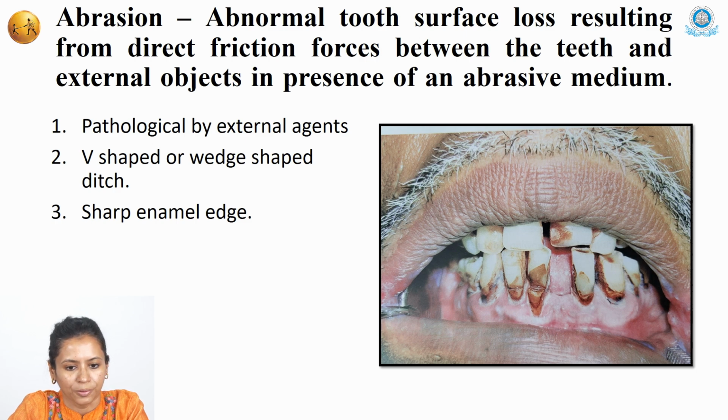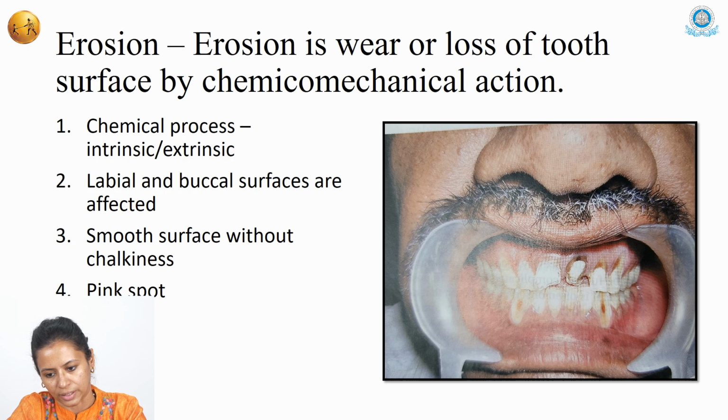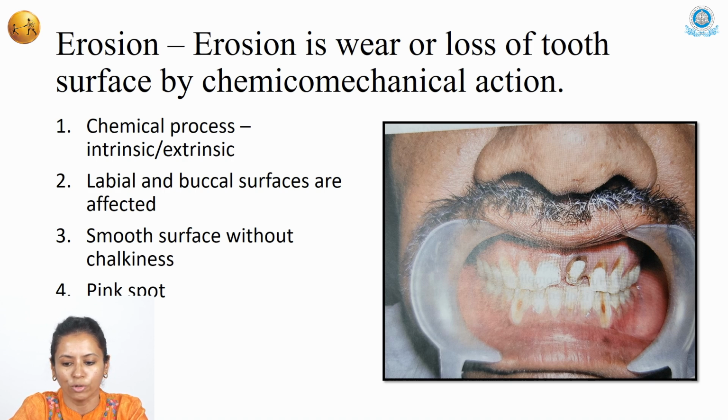The last one, erosion. Erosion is wearing away or loss of tooth surface by chemico-mechanical action. By chemico-mechanical, we either mean intrinsic or extrinsic. Intrinsic are cases wherein the patient has chronic acidity, or because of the reflux, the saliva which is lower in pH can cause wearing away of the tooth structure, and extrinsic because of more consumption of acidic beverages or too much use of lemon. All this can lead to chemical erosion or wearing away of the tooth.